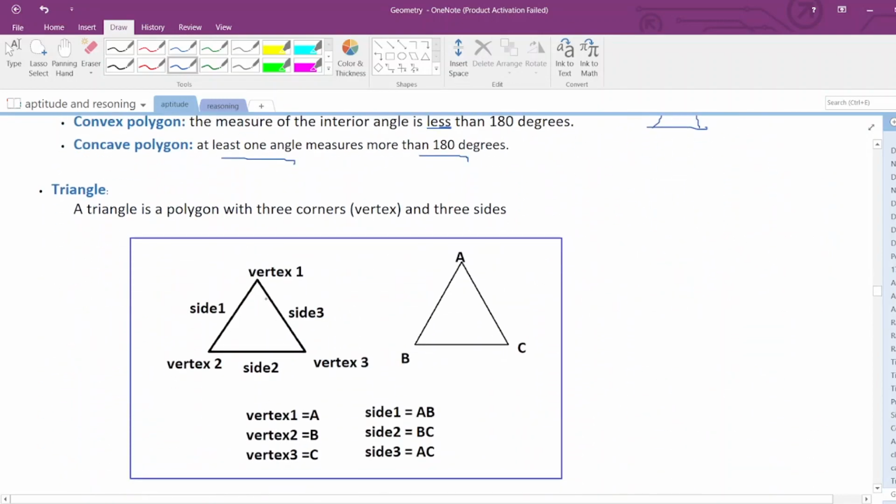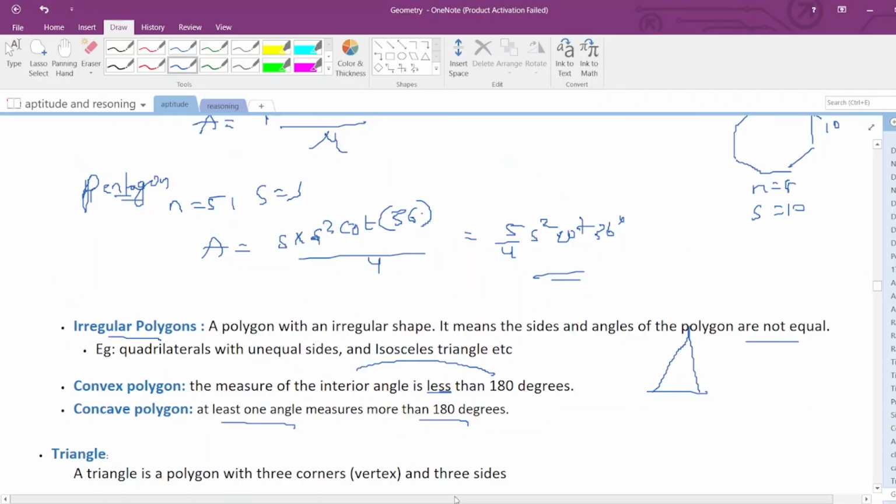Tomorrow we will start with triangle, and then circle, and then move on to the next topics. Okay, hope it's clear. We'll meet in the next session. Thank you.